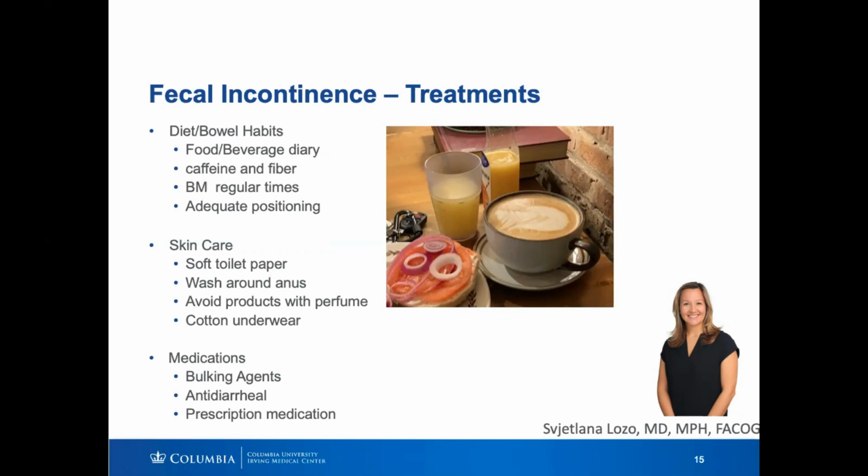Second group of medications used for treatment of fecal incontinence is antidiarrheal medications such as Lomotil and loperamide. And then there are other specific prescription medications that can be used for treatment of fecal incontinence.